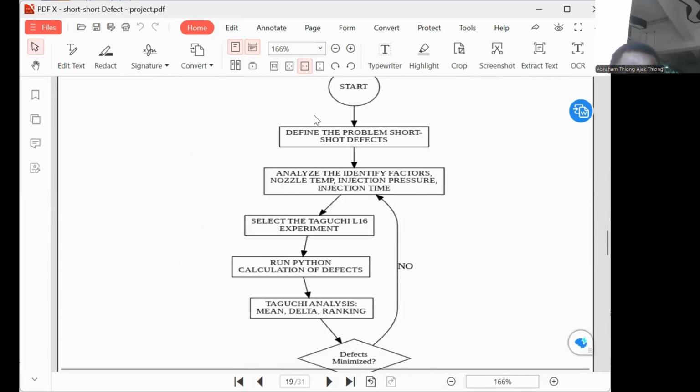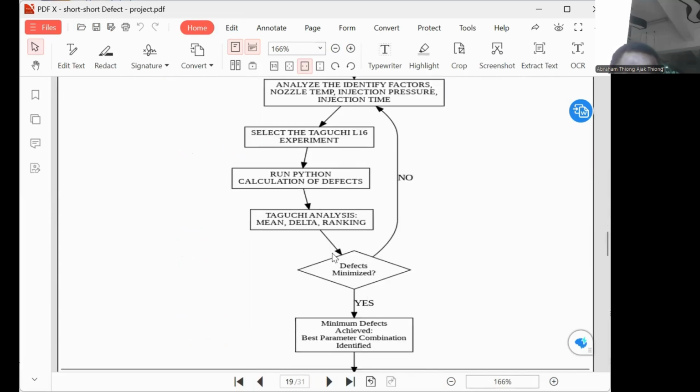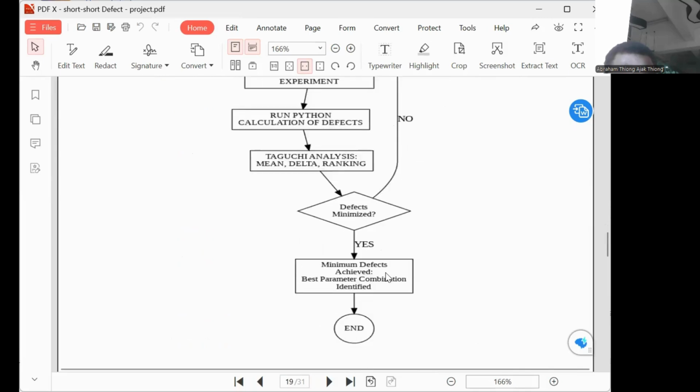So this is a flow chart. Our goal is to minimize or reduce the short shot. When the short shot is not reduced, then we go back to analyze and identify the cause.